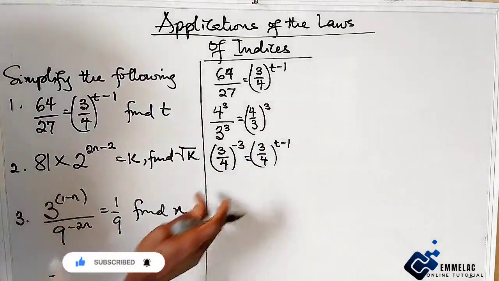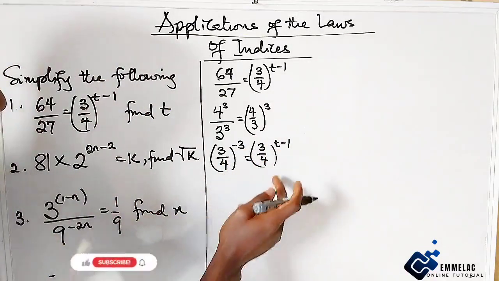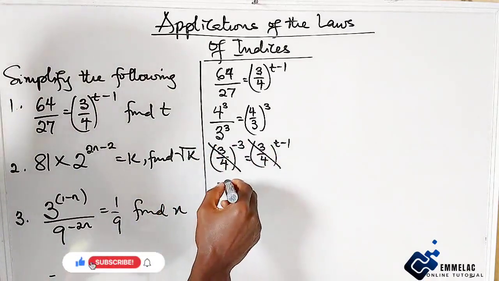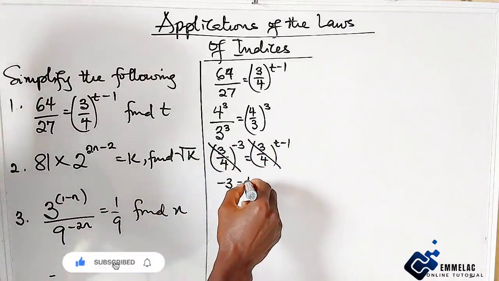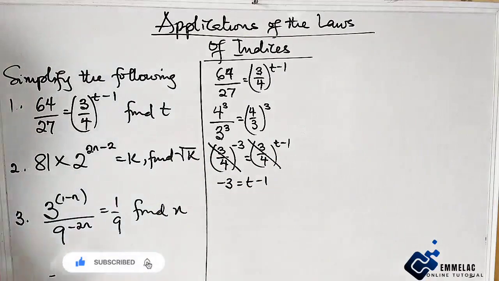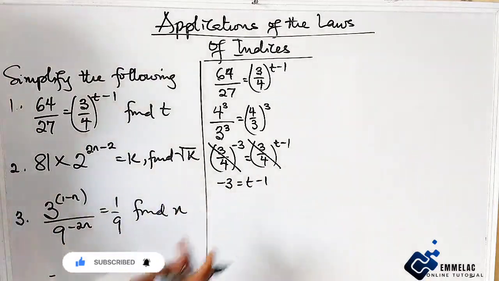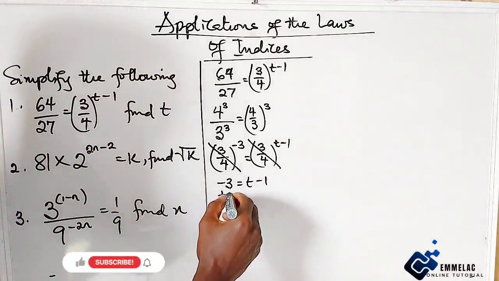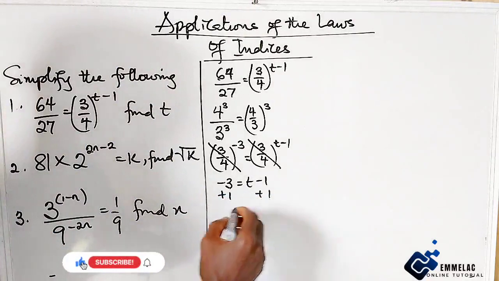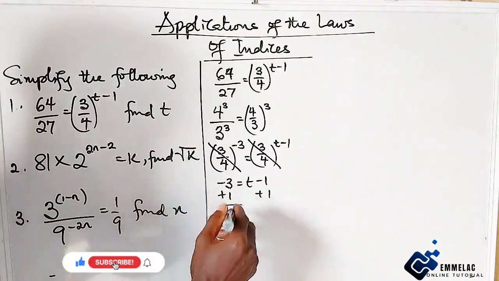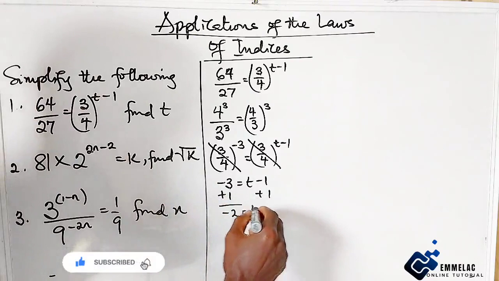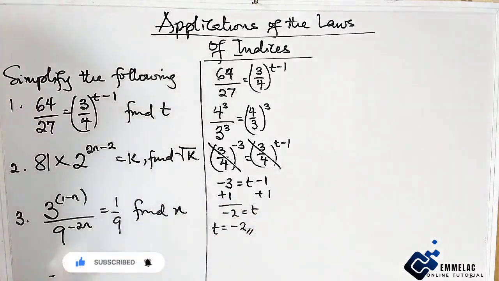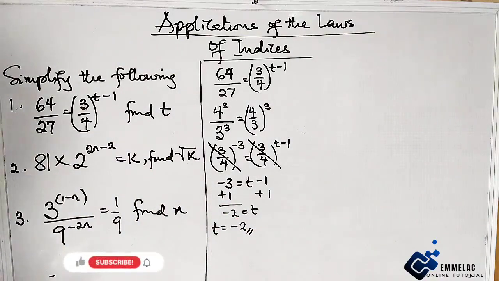Now you can see we have the same base on both the left hand side and the right hand side, so we can eliminate it. We are left with minus 3 equals t minus 1. Take note, we are asked to find the value of t. So we add 1 to both sides, plus 1 here, plus 1 here. We are left with minus 3 plus 1, which gives us minus 2, equals t. So t equals minus 2. Final answer. Okay, now let's move to the next one.